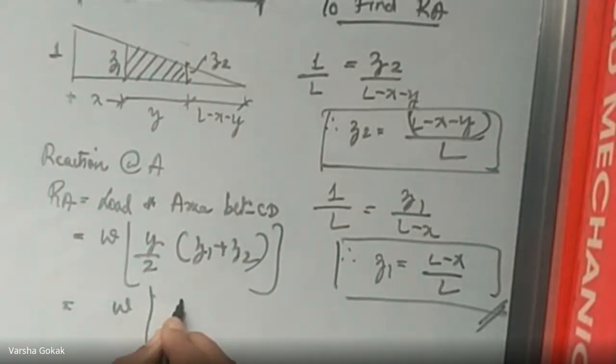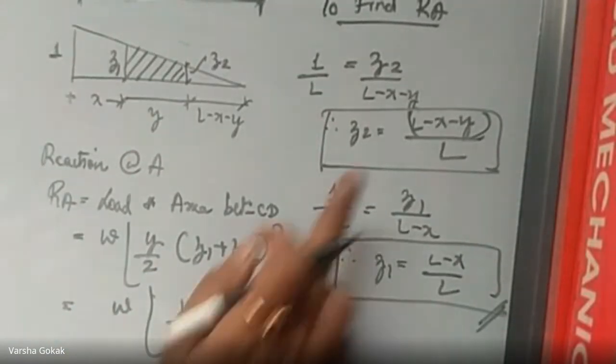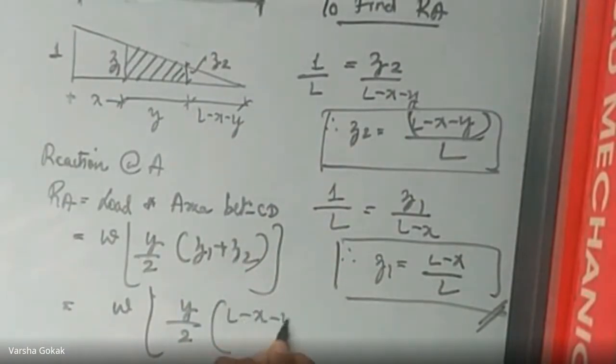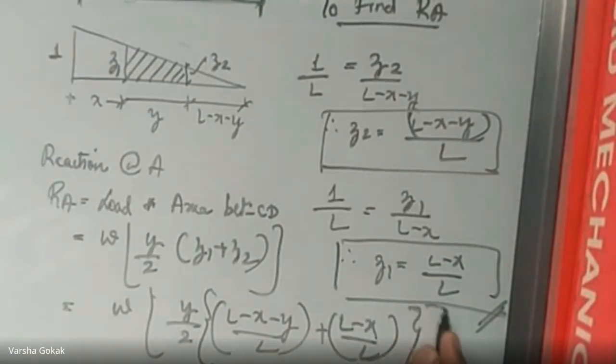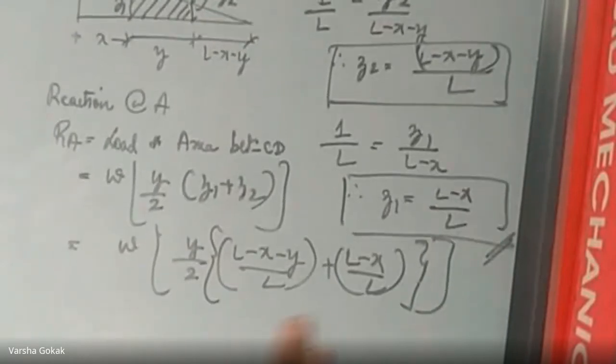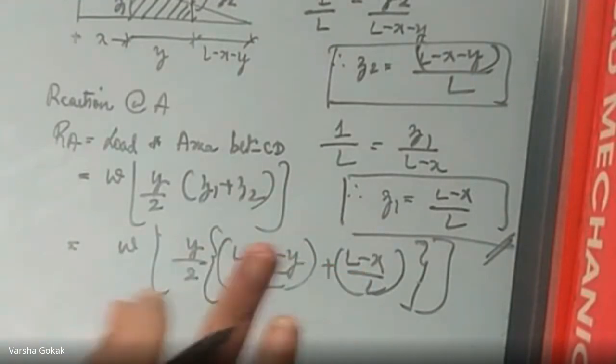W into Y divided by 2 into Z1, which is L minus X minus Y by L, plus this L minus X by L. No need to further simplify anything. Simply substitute and keep. Don't try to simplify. If you know, further simplification is good. If you don't know, it's okay. You can stop at this, but don't do anything wrong.